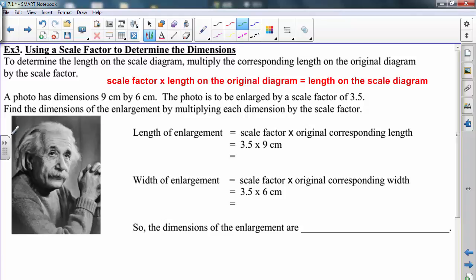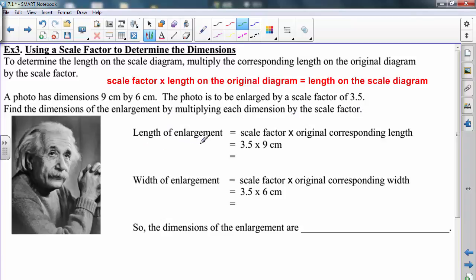So here is a photo of Einstein. The original dimensions of the photo are 9 centimeters by 6 centimeters. Right now, I want to enlarge the photo by the scale factor of 3.5. Let's find the dimensions of the enlargement. If we want to find the dimensions of the enlargement, which is the scale diagram, I need to multiply each dimension by the scale factor.